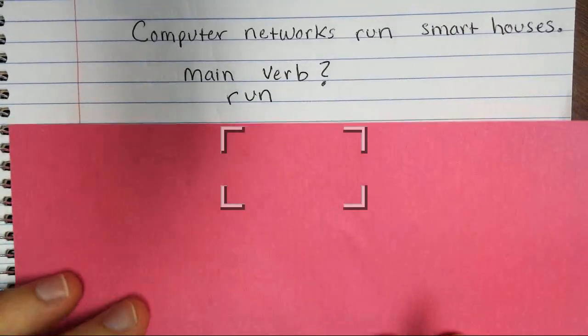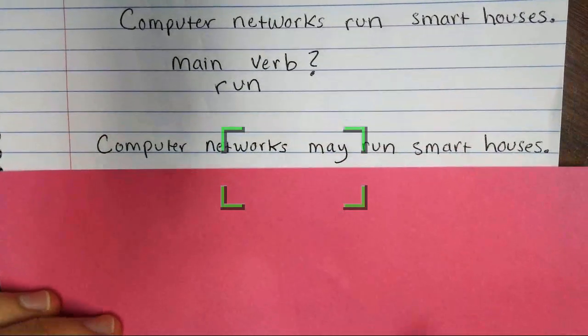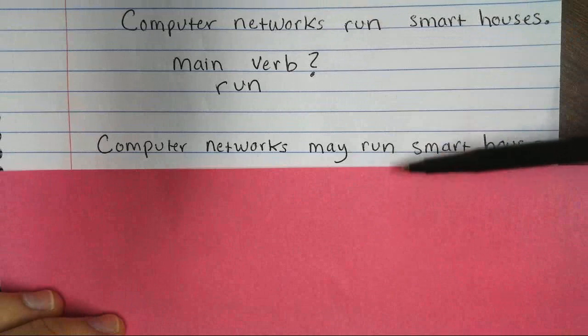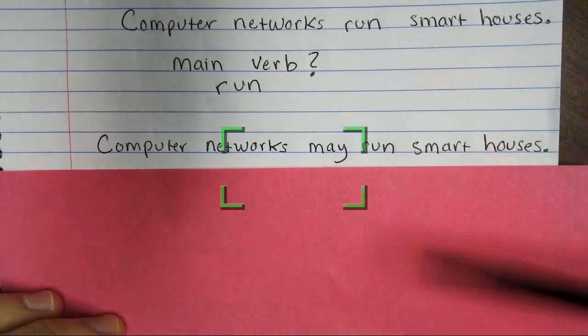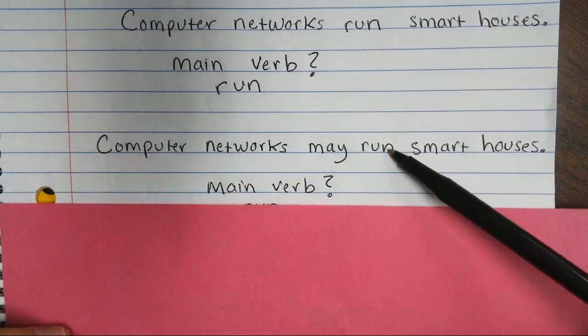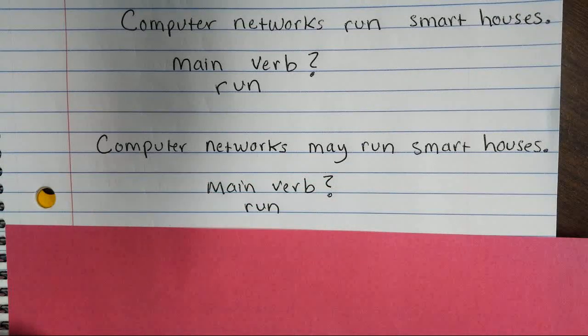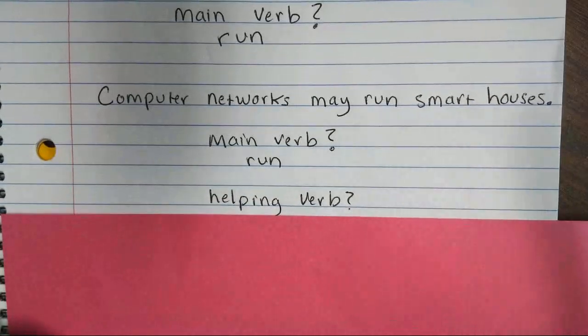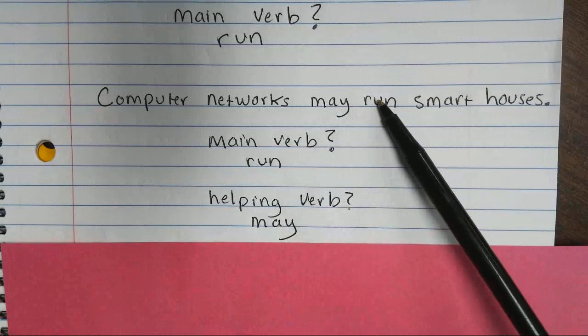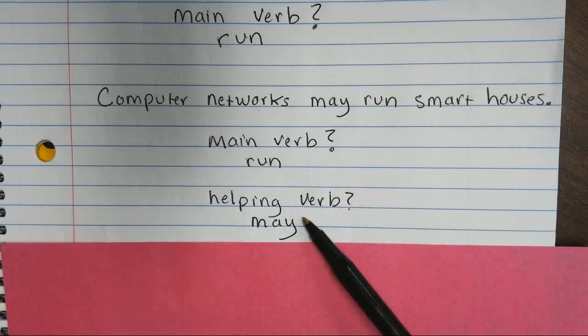So now let's take a look at this next sentence. Now we have computer networks may run smart houses. So you can see the difference between this sentence and this sentence. Okay, the word may has been added into it. So our main verb is going to be the same. It's going to be run. We already figured that out in the last sentence. But now we have what we call a helping verb. And a helping verb, as said, creates the verb phrase. Okay, it just helps understand the main verb's meaning. So here we have may. Okay, so the main verb is run, helping verb is may.